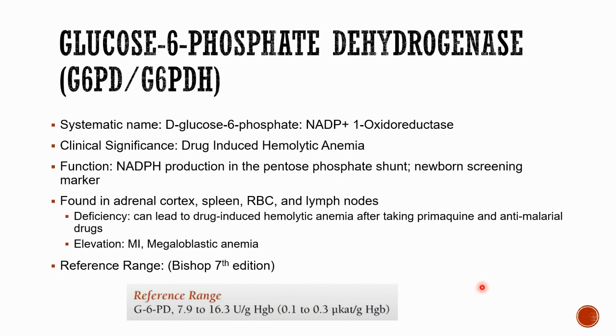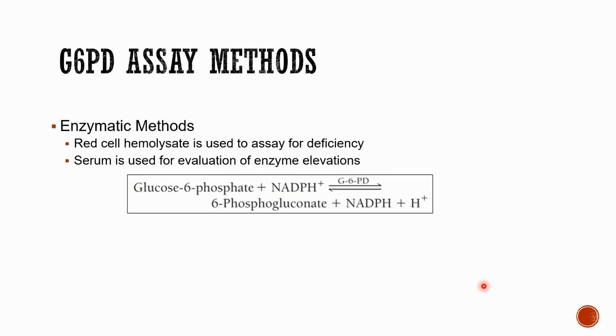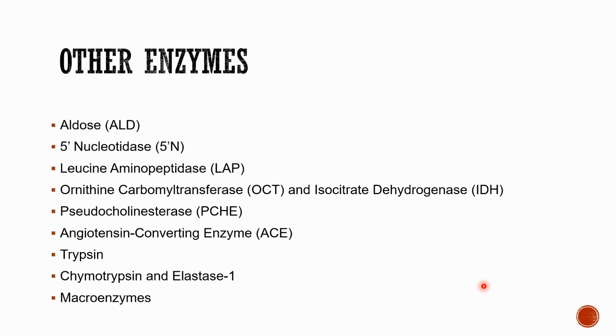Its reference range is 7.9 to 16.3 units per gram of hemoglobin. For the reference ranges, be familiar with all of them. An enzymatic method is used for G6PD analysis. Red cell hemolyzate is used for the detection, while serum is used for evaluation of enzyme elevations. We have other enzymes; you can find much more detail in your handouts, which are also posted in the Google Classroom.